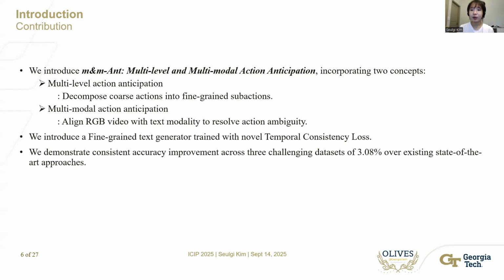Our contributions in this work are as follows. We introduce M&M, a multi-level and multimodal action anticipation framework that incorporates two concepts. First, a multi-level architecture that decomposes coarse actions into fine-grained sub-actions. Second, a multimodal fusion framework that aligns video and text representations. Also, we introduce a fine-grained text generator trained with a novel temporal consistency loss.